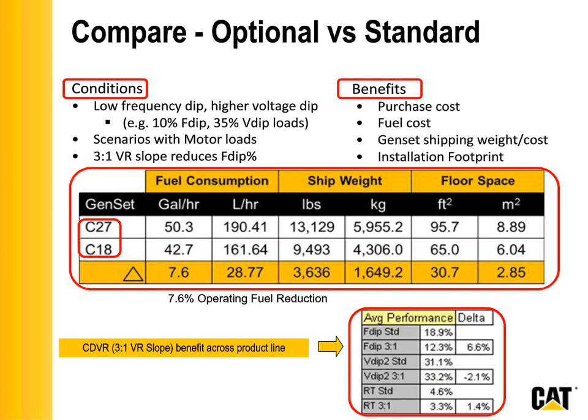So, what we might be looking at here is a reduction from a C27 to a C18, or a 750 kW versus a 600 kW. So I went ahead and moved on here.